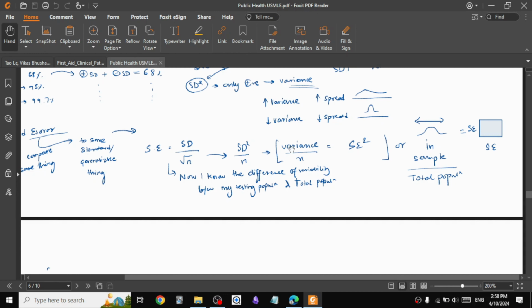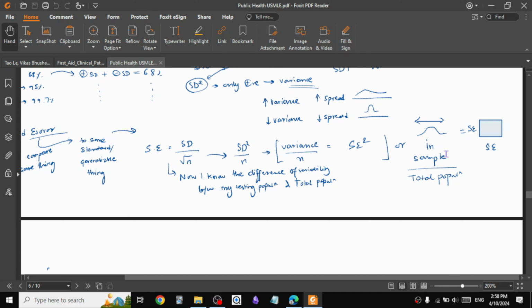This is only to help you understand. This will not actually be a problem, but they might give you the variance, and you might have to square root it and get your standard deviation to get the standard error. That could be a problem, but this whole exercise is basically to help you understand.